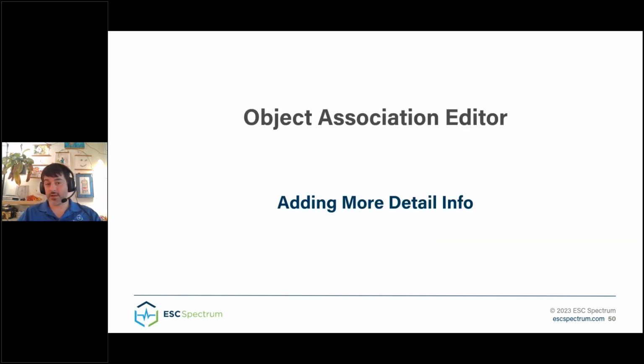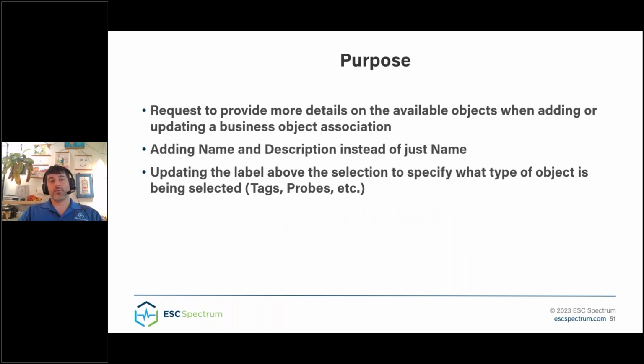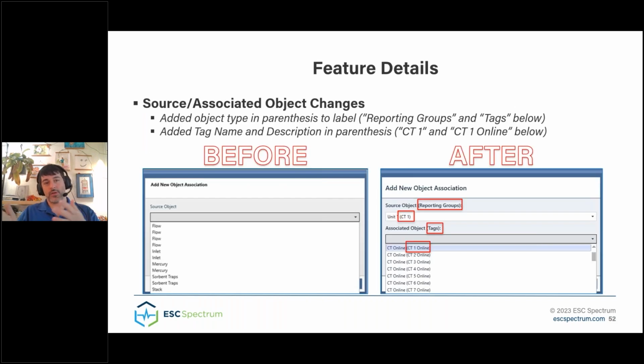Object association editor, we added more detailed information. So the request was made to provide more details on the objects when you're adding and updating them. Before it was just a name, but now we're using the name and the description, and there's also a hover where you can see a little bit more detailed information. And this was helpful because, you can see on the left before, here's all your source objects, and you can imagine, look, there's 4 different flows there. How are you supposed to know which one you're trying to associate?